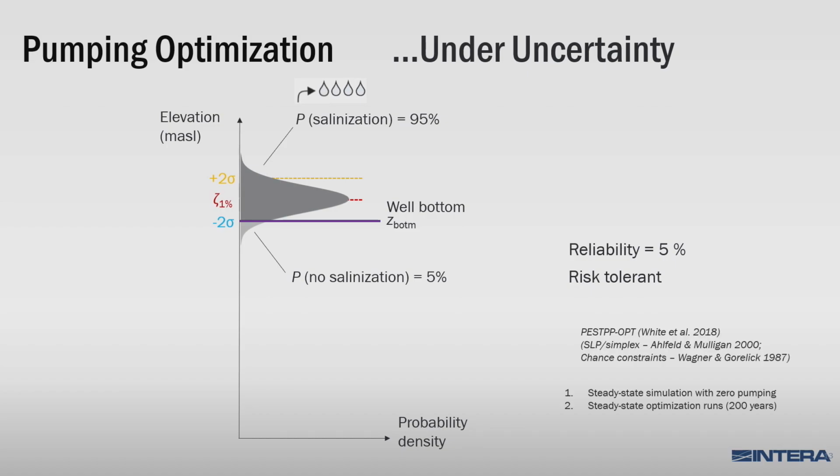So we conducted optimization for a wide range of reliabilities using PEST++ OPT, and the chance constraints implemented in there. And so for the optimization, we always started with a steady state simulation with zero pumping, and then steady state optimization runs.